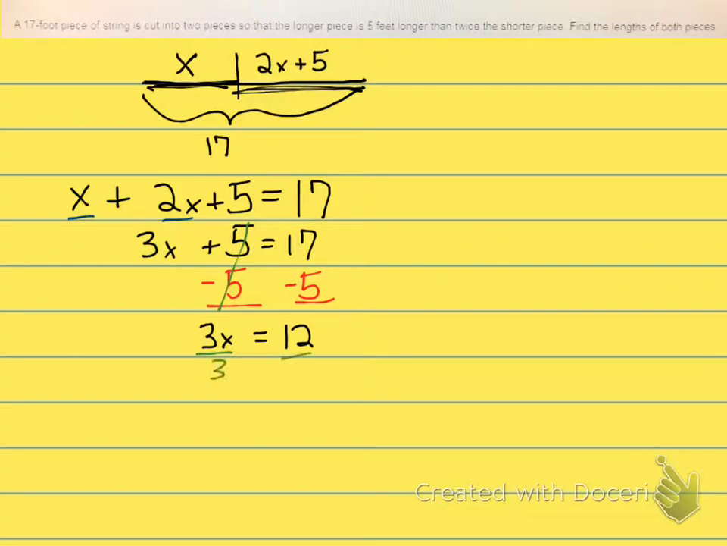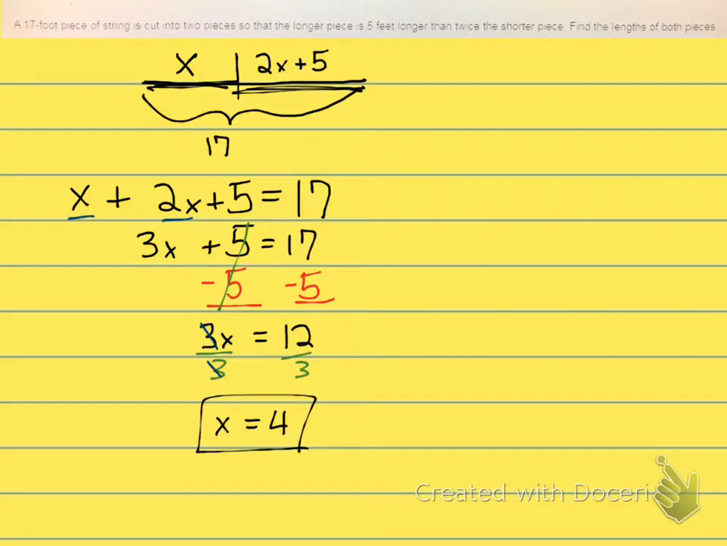One more step. Divide out the 3. And then 3 over 3 is 1, so I have 1x, which is exactly what I want. I don't need that 1 there. 12 divided by 3 is 4.